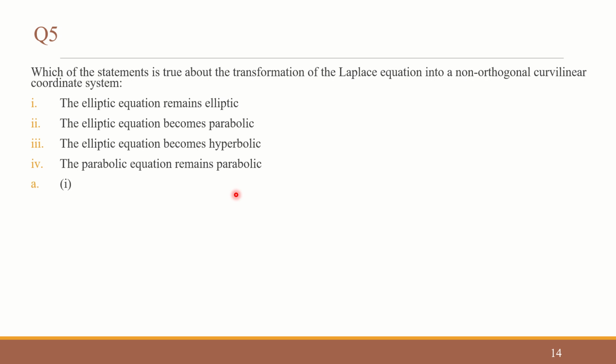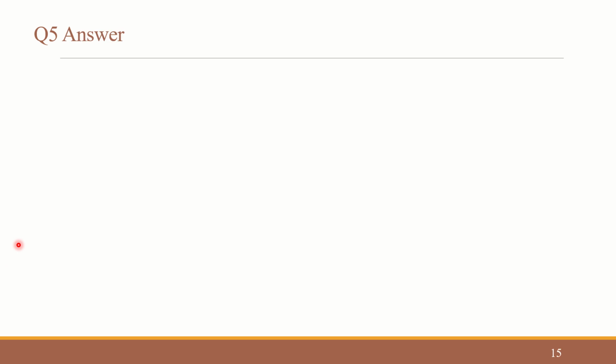First one is option A, 1, option B, 2, option C, 3, option D, 4. So which of the following statements is true about the transformation of the Laplace equation into a non-orthogonal curvilinear coordinate system? The elliptic equation remains elliptic is the right answer. So actually the answer is option A. A1 is the right answer. So, a quick answer to this.